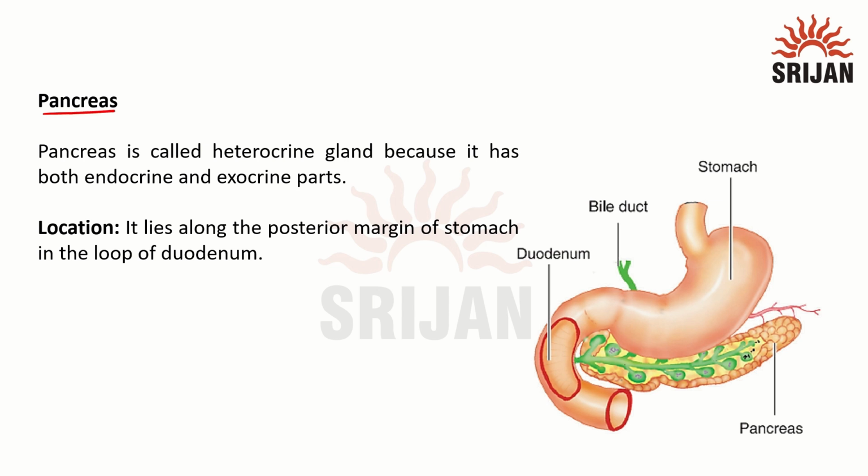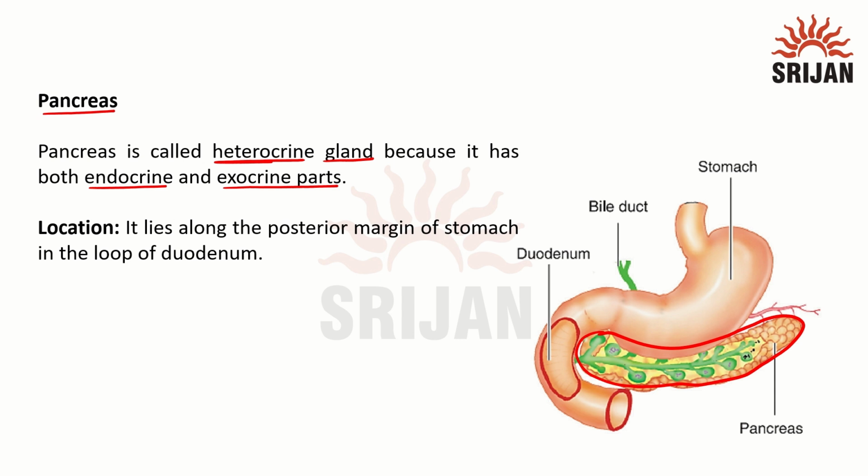Pancreas. The pancreas is a gland located just below and behind the stomach, and it is called a heterocrine gland. Hetero refers to two different functional parts in the pancreas. One is the endocrine part, which secretes hormones. Second, it has an exocrine part, which secretes enzymes.